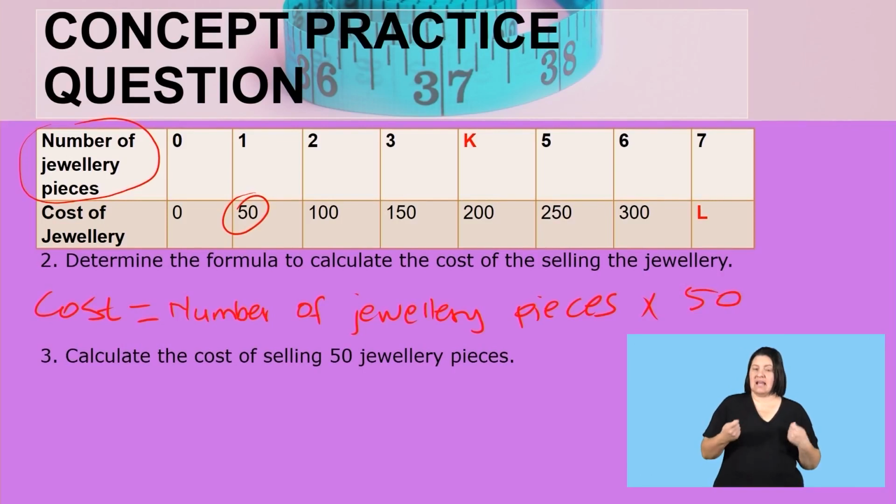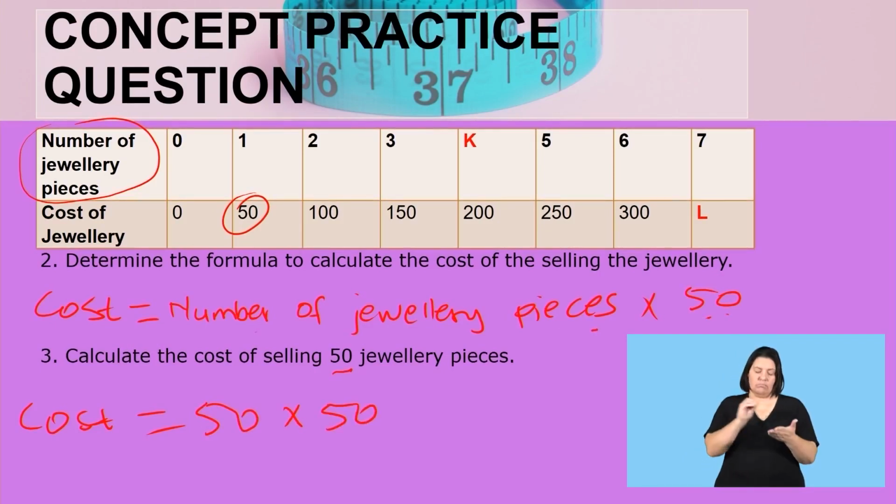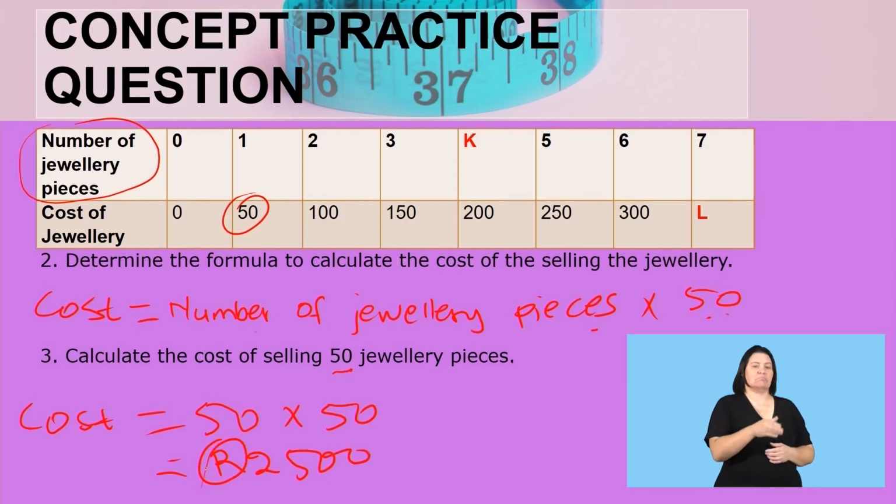Calculate the cost of selling 50 pieces of jewelry. So to calculate the cost of selling 50 pieces of jewelry, we can simply use the formula. When we use the formula, you take the number of jewelry pieces, you multiply it by 50. So this is going to be 50 multiplied by 50. Let us press the calculator together. Then we have 50 multiplied by 50, and the answer is 2,500 rand. Even if you don't write the symbol rand, it is still fine because it is not indicated on the table. But take note that the cost is in rands.